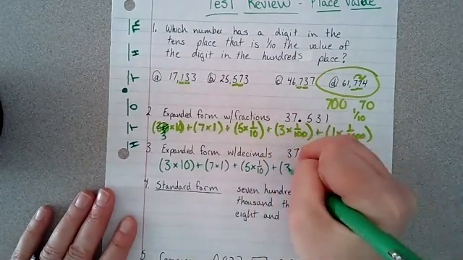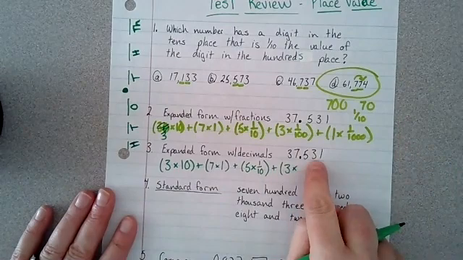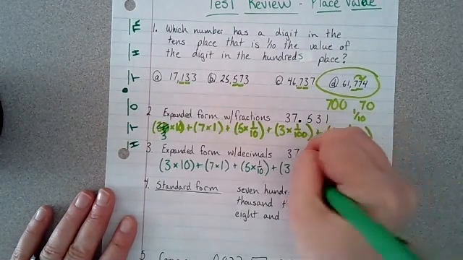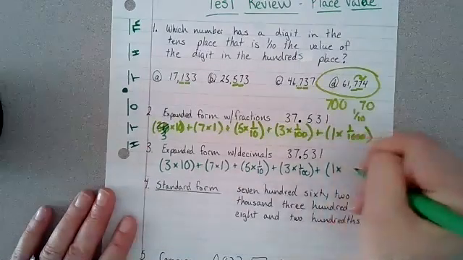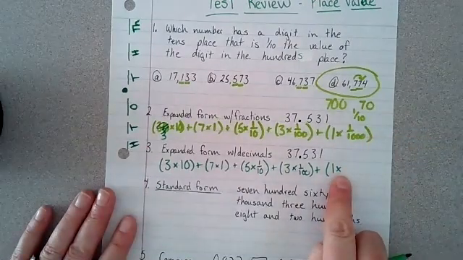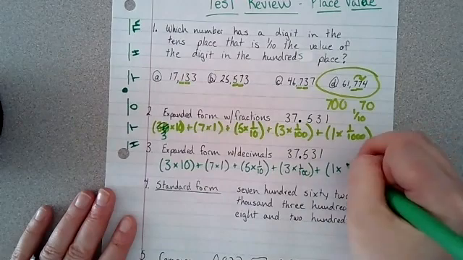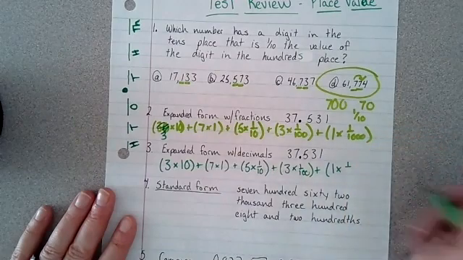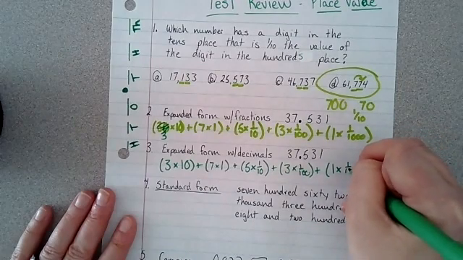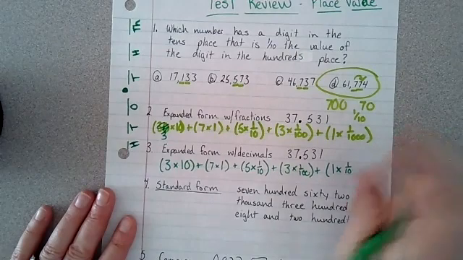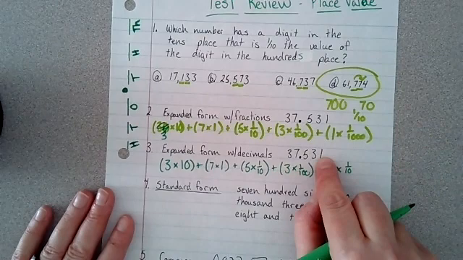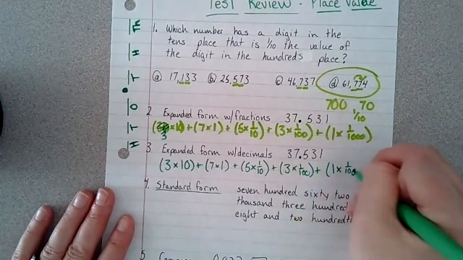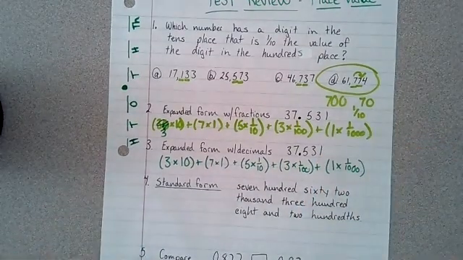Plus 3 times what, Ariana? Very good. 100ths. Plus 1 times what, Avery? 1 times 1 third or 1 tenth. What? 100. This is the hundredths. This is the thousandths. Very good. 1 times the thousandths.